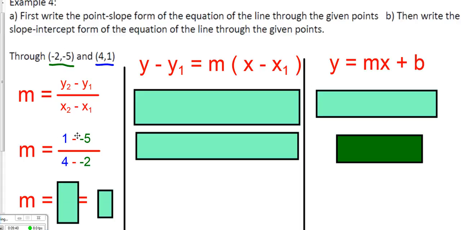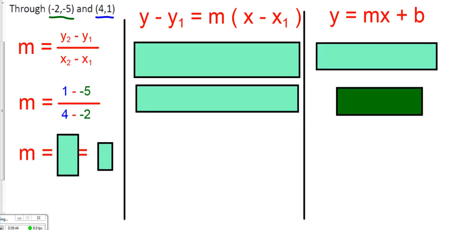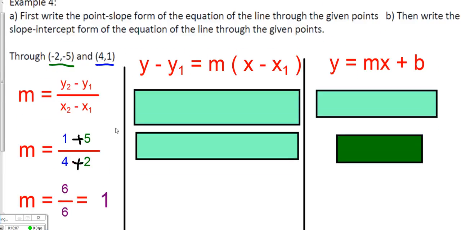So 1 minus -5 over 4 minus -2. Well, minus a negative is like adding. So we have 1 plus 5 over 4 plus 2, which is the same as saying 6 over 6, which is actually the same as saying 1. So our m value, our slope, is just 1. It means go up 1 over 1, up 1 over 1.